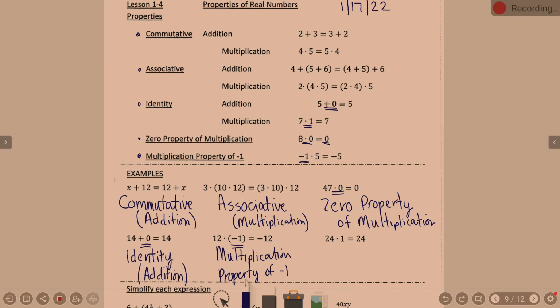Okay, last one. And I'll open this up. It's for everybody. 24 times 1 equals 24. Identity of multiplication. I said it like 3 times. Okay, so where can we multiply by 1 and it stays the same? Yep. That's the identity, right? When you can do something to it, it stays the same. That's identity. Since we're multiplying, it's the identity property of multiplication.